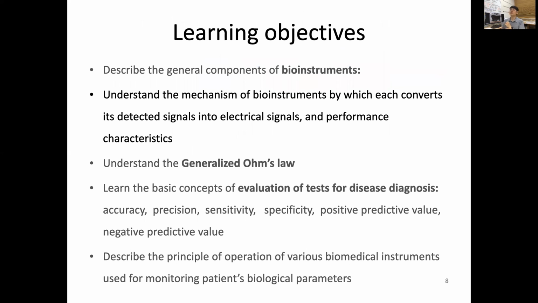Next time we will discuss the mechanisms of bioinstruments and how they convert detected signals into electrical signals, and their performance characteristics.